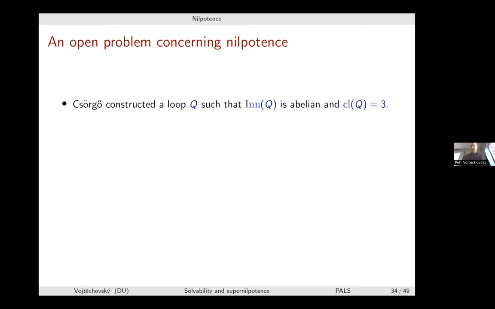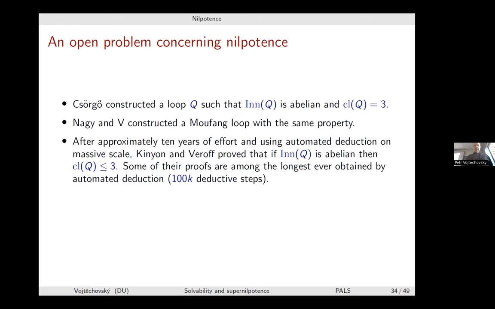We are mathematicians, right? So we seek problems like that. Gábor Nagy and myself constructed a Moufang loop with the same property. And here is the punchline. After approximately 10 years of effort and using automated deduction on a massive scale, Michael Kinyon and Bob Veroff proved that this simple problem, in fact, has a solution in loop theory. Namely, if the inner automorphisms commute, then the loop can be of nilpotence class no higher than three.